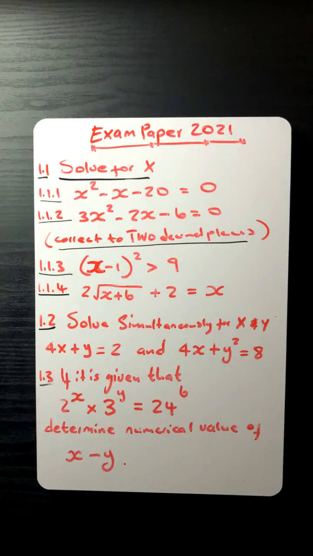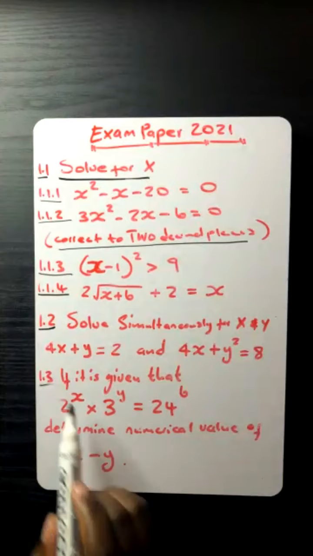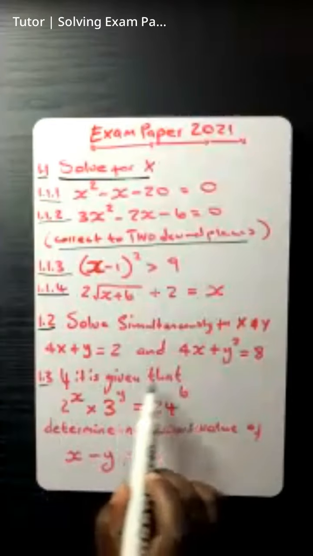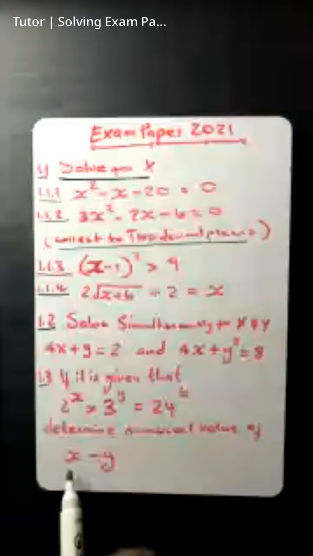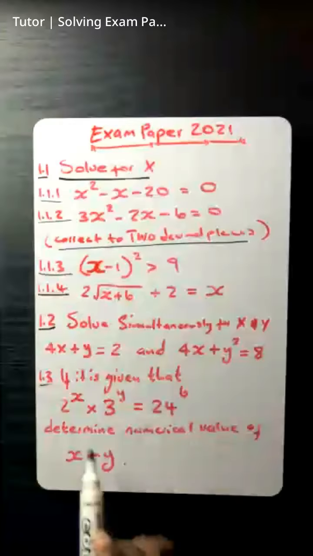So guys, I always say it's very, very much important that you are able to identify the cream of the question. What is the cream of the question in this case? The cream of the question is that word or those words when removed, the question doesn't make sense. So guys, they're saying if it is given that, determine the numerical value of x minus y. So that means this to me seems to be the cream of the question.